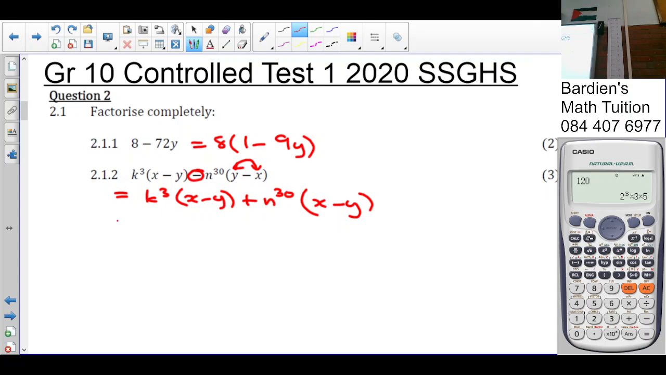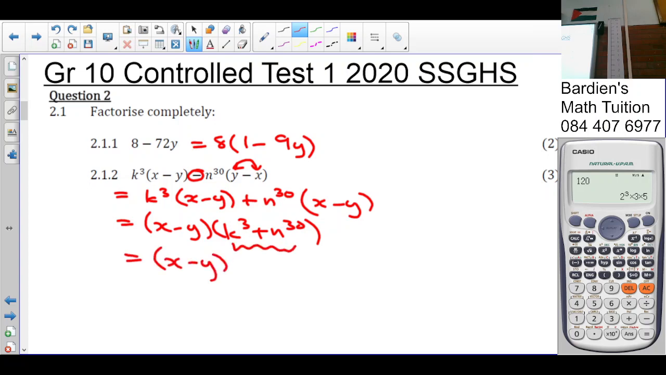So what is now common? x minus y. What are we left with? k cubed plus 13. You think you're going to stop there? No. Why not? What can be done here? The sum of cubes. What's the cube root of k cubed, plus the cube root of 13 cubed? So square the first term, I get k squared. That times that is going to give you k times the second term, but the opposite sign, so it's negative k times the second term, and the last term squared. Okay?